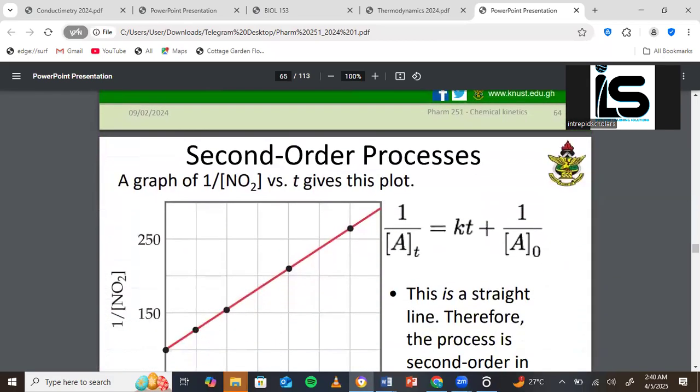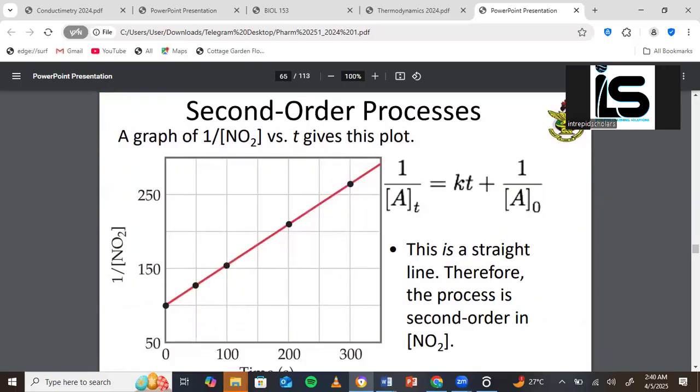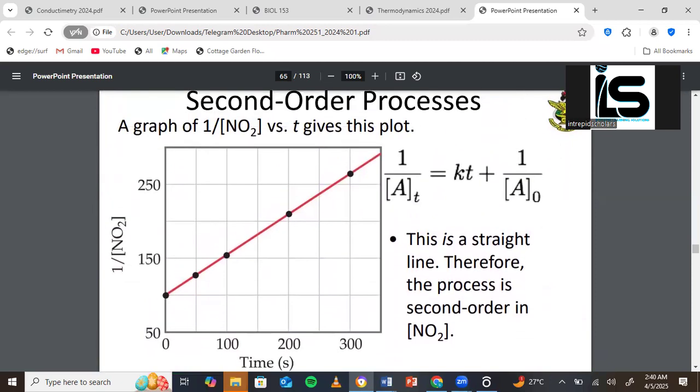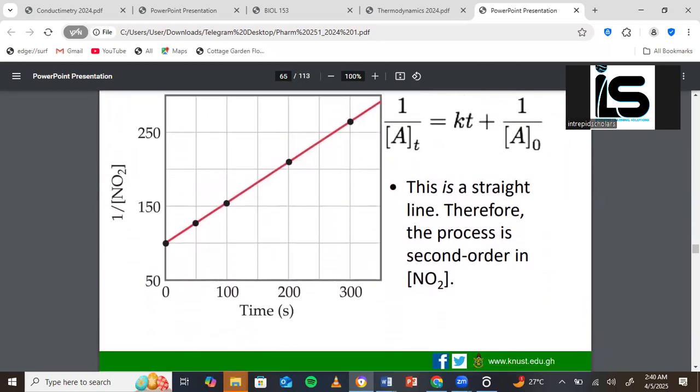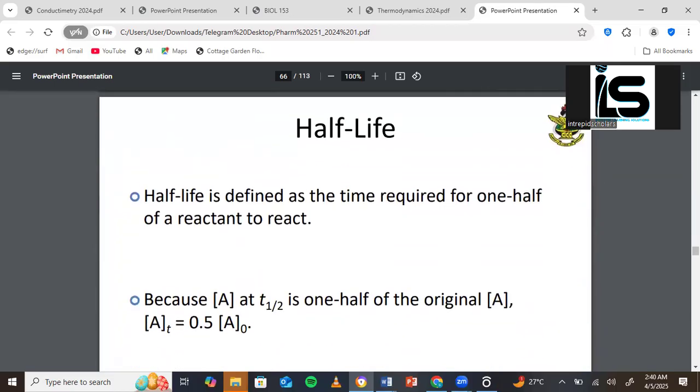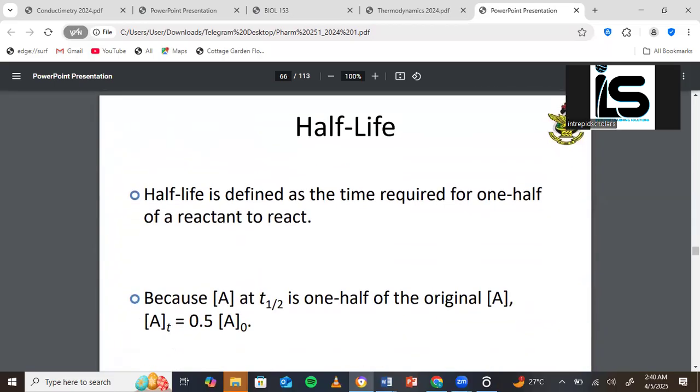So I've explained this. Now, when you draw the graph, you get a straight line with a positive slope, right? Once you get a straight line with a positive slope, then you know what? It's a second order reaction. Good. Now, the next concept we are introducing ourselves to is half-life.